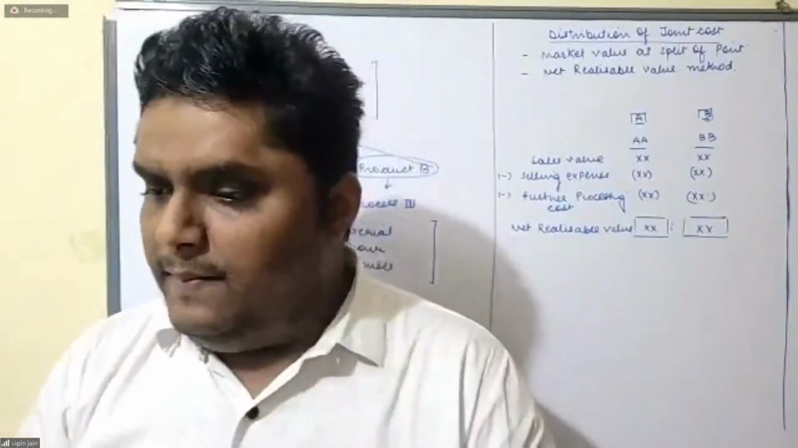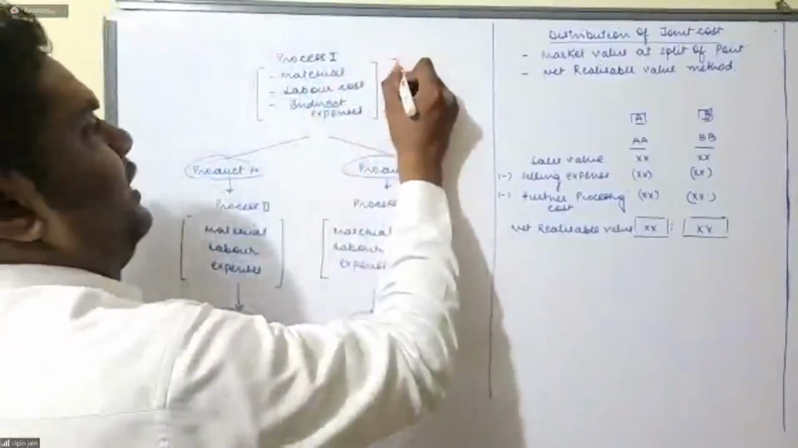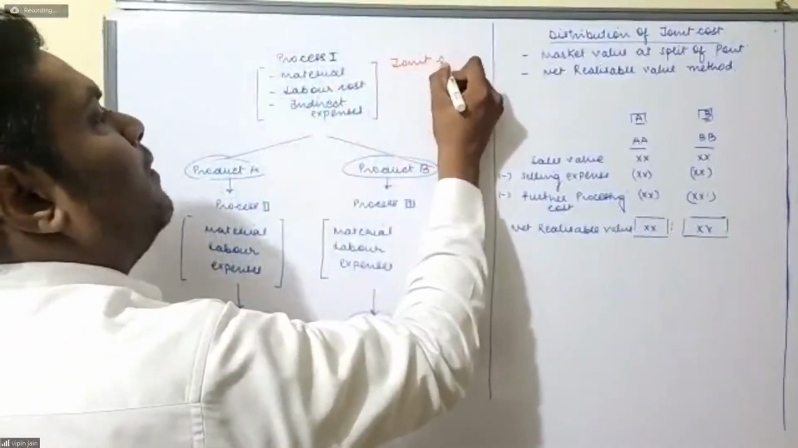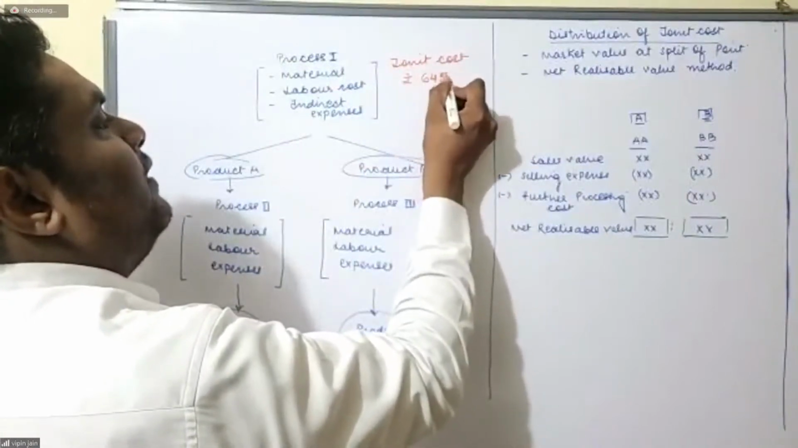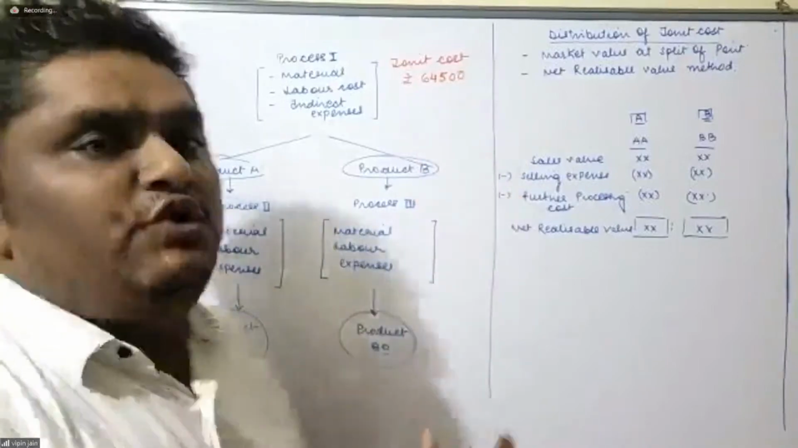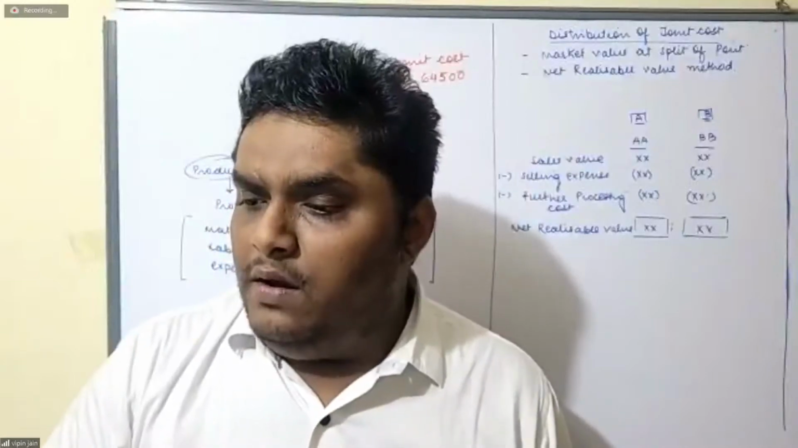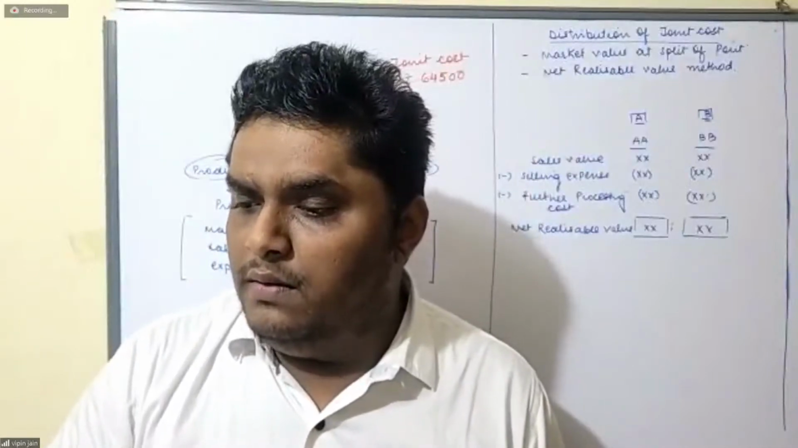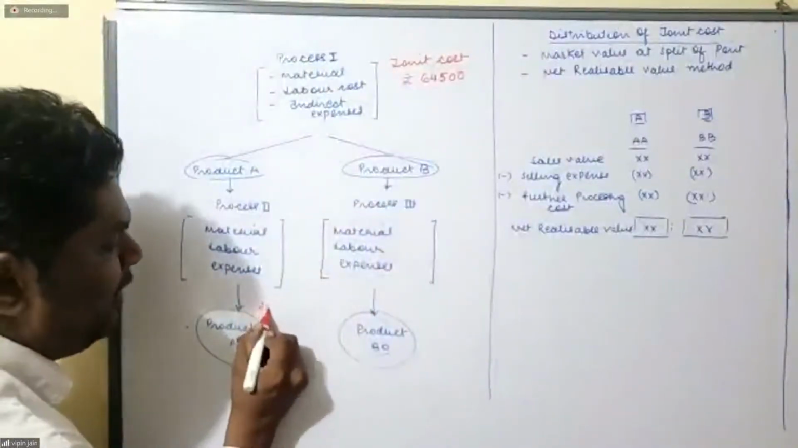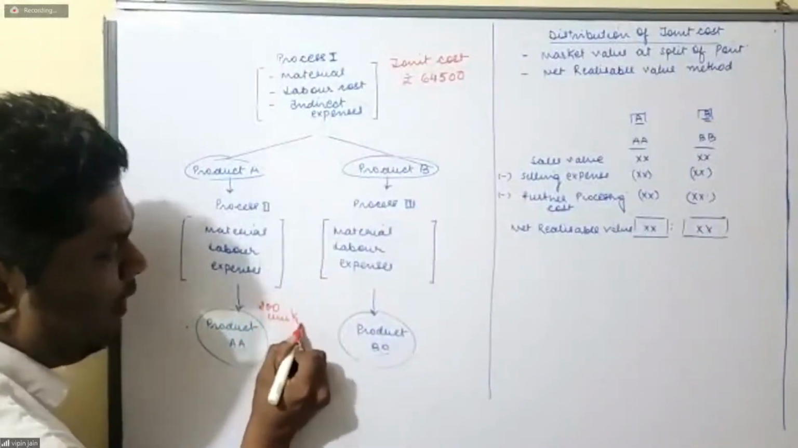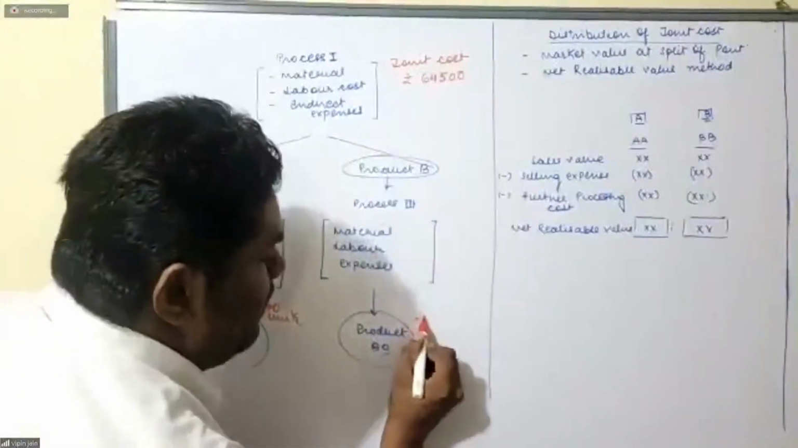Let's take a situation wherein my joint cost is available. That is, let's say 64,500. My joint cost is 64,500. Now, 200 units were manufactured of product AA, and let's say 200 units were manufactured of product BB.